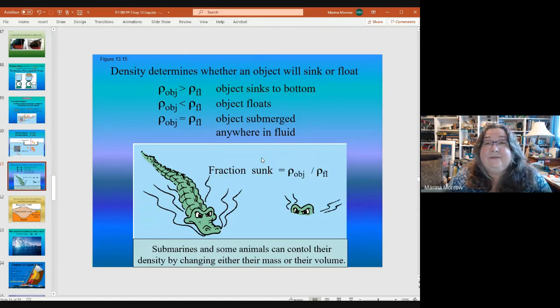Okay, now we can also relate this to density. We were just talking about the density of water versus the density of the iron. And so in general, if the density of the object is greater than the density of the fluid, then the object will sink.